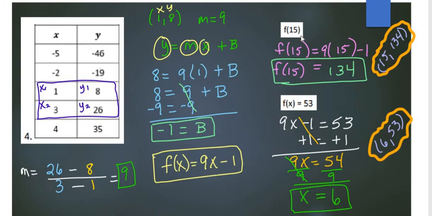So when you look at f(15) and substitute it in, we'll give you 134. When you set 9x minus 1 equal to 53 and solve it, you see that x is 6. Write it as an ordered pair, and you get (6, 53).